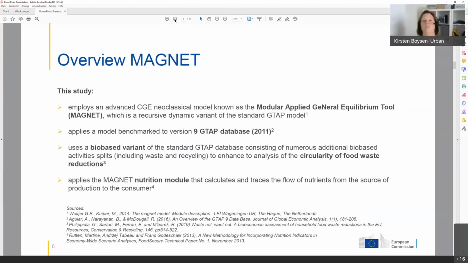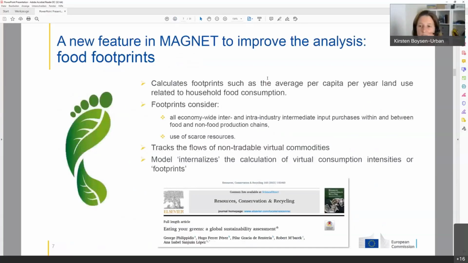In addition, the MAGNET model that we use includes a new feature. This is the calculation of footprints. It means that we can determine the average per capita land use related to household food consumption. And when calculating this, the footprints account for all inter- and intra-industry intermediate input purchases within and between food and non-food production chains, and also the use of our resources. And this also enables us to track, for instance, the flow of non-tradable virtual commodities such as land and water use. Further details are provided in the study of George Philippidis and colleagues.